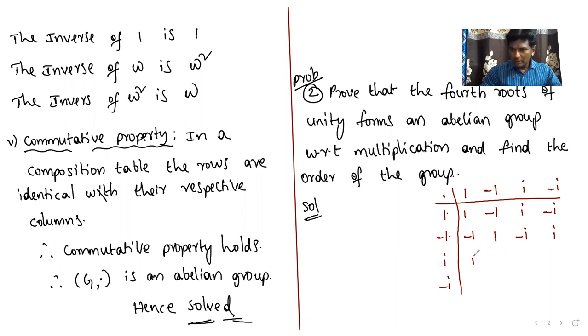i into 1, i. i into minus 1, minus i. i into i, i square, and i square is equal to minus 1. Again i into minus i, minus into minus, so plus 1. Minus i into 1, minus i. Minus i into minus 1, plus i. Minus i into i, minus i square, so plus 1. Minus i into minus i, i square, minus 1, since i square is equal to minus 1.